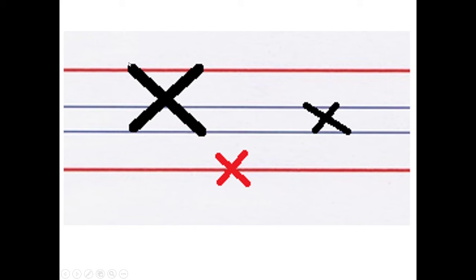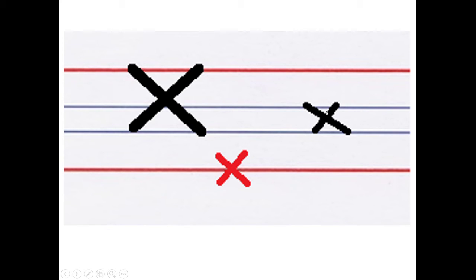Now, how do we write X capital? We start from the left, we go down, down, down, then we draw another line from the right, and it goes down, down, down to the left. 1, 2, 1, 2, 1, 2.